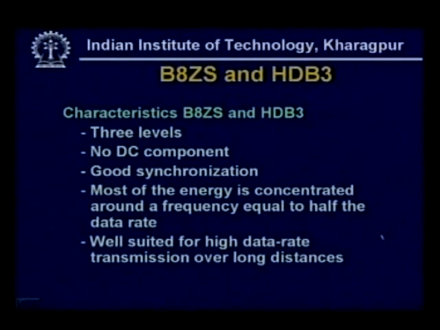So, here is the summary of the characteristics of B8ZS and HDB3. As you have seen, it uses 3 levels: positive, 0 and negative, and there is no DC component, which is a very good feature, and it allows good synchronization, both the codes. And the advantage is most of the energy is concentrated around a frequency equal to half the data rate. So, the bandwidth is less, and it is well suited for high data rate transmission over long distances.